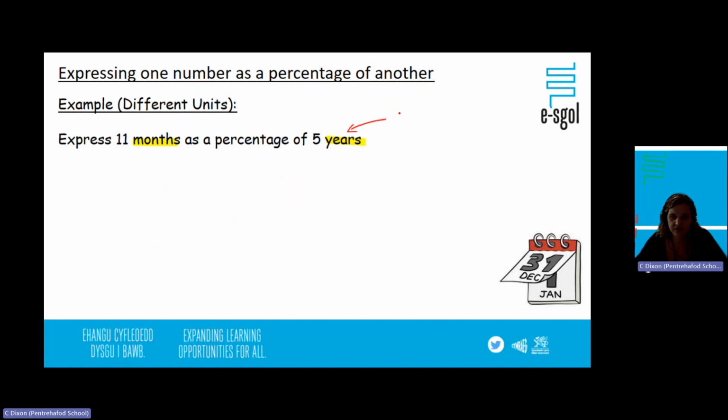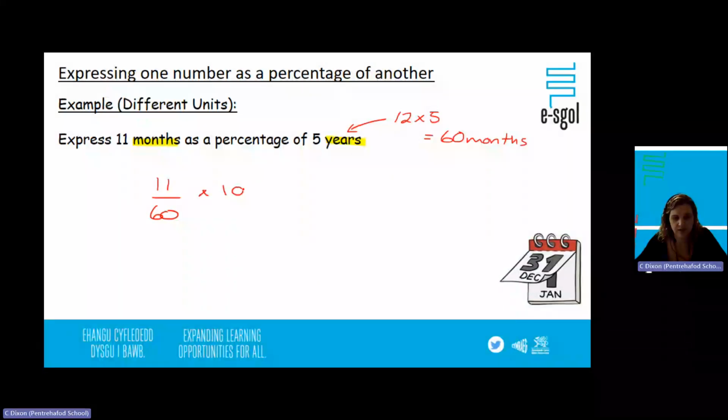Now in every year there are 12 months. So if we have 5 years, we will have 12 multiplied by 5. So that will tell me that I have 60 months. So when I go to answer this question, I'm not going to think of this as a 5. I'm going to think of this as 60. So it's express 11 out of 60 as a percentage, which means that we're multiplying that by 100.